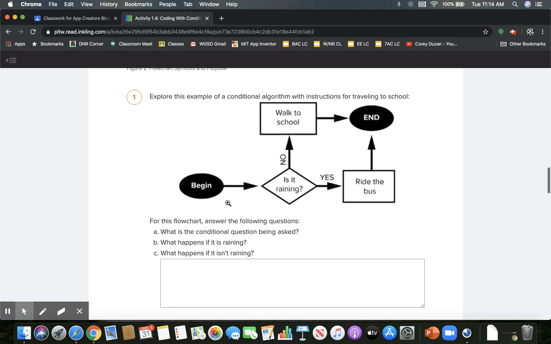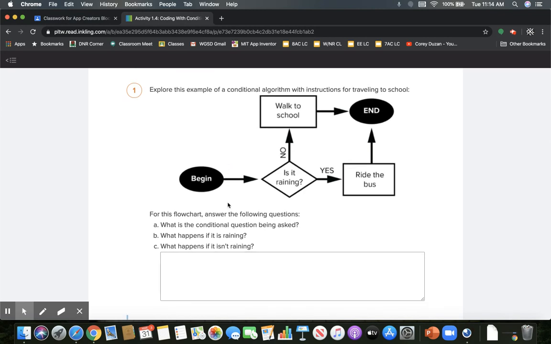Let's take a look at an example. Here is kind of looking at if it's raining again. So begin, end, ovals. Now, you're either going to walk to school or you're going to ride the bus. But to determine the yes or the no statement, we have to see, is it raining? If it's raining and we say, yes, it is raining, then you ride the bus. No, you walk to school. This is an example of a conditional statement.